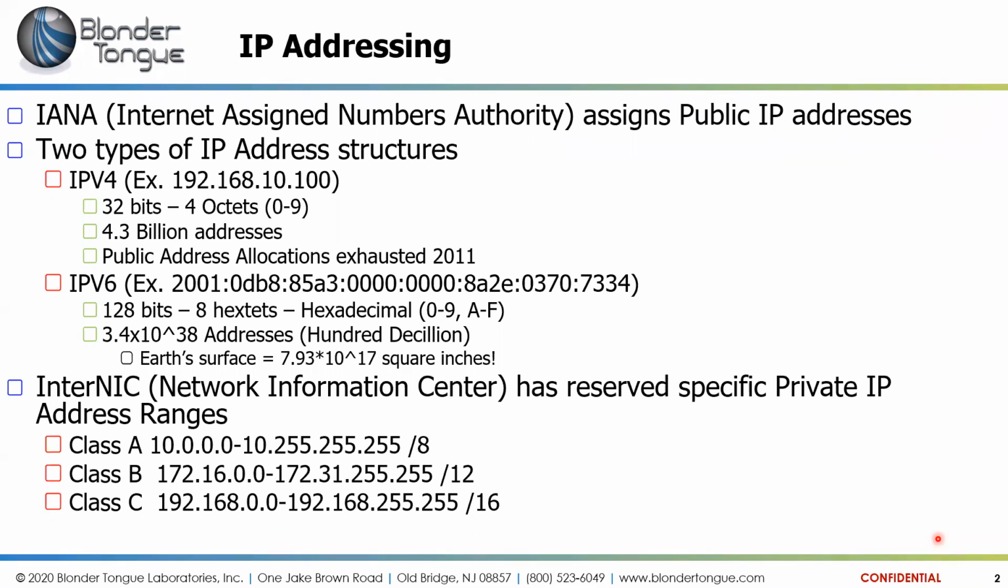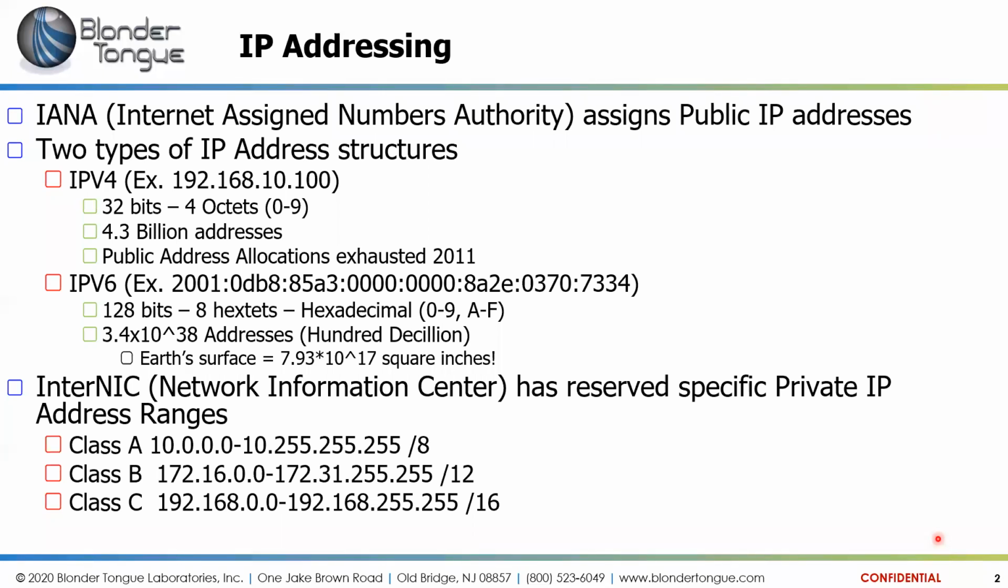So IANA, the Internet Assigned Numbers Authority, is the main authority that assigns all the public IP addresses. So when we're going out to the world, when we go hit google.com or blondertongue.com or whatever, those public addresses that are accessible to pretty much anyone, those addresses are assigned by the Internet Assigned Numbers Authority.